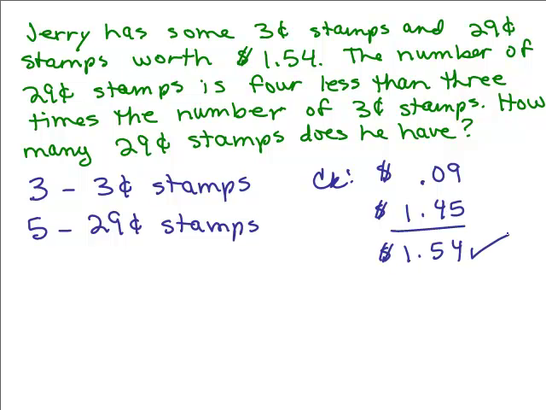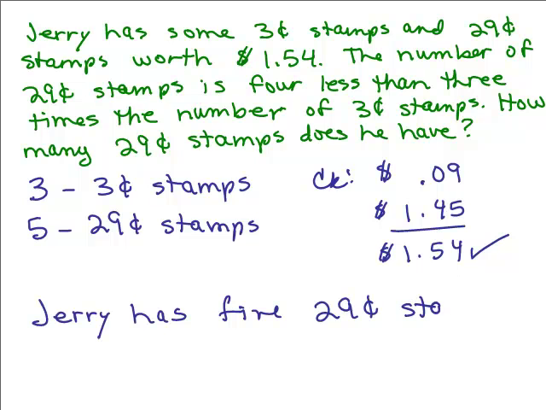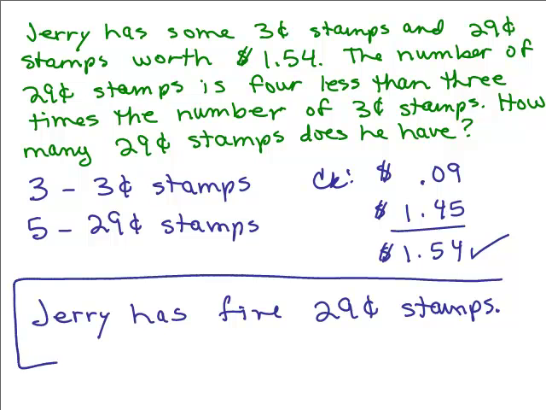So now let's answer the right question. How many 29-cent stamps does he have? All right, so we're ready. Jerry has 5 29-cent stamps. See if you can do this all on your own from start to finish, and if you have trouble with it, just watch the video again.